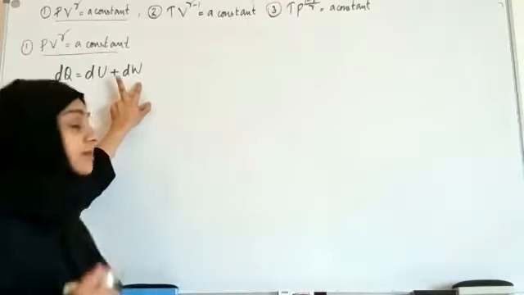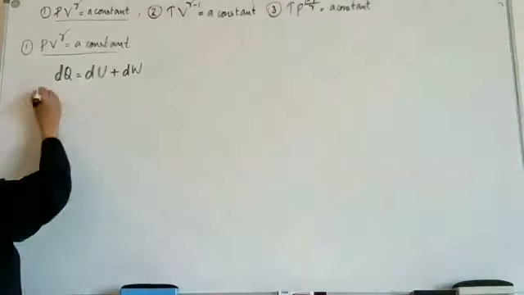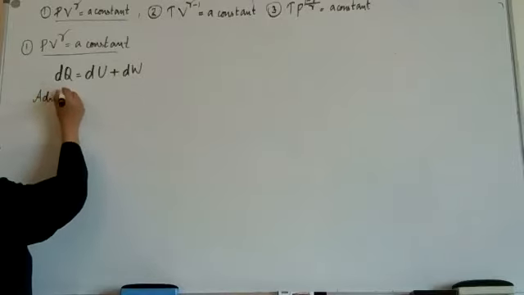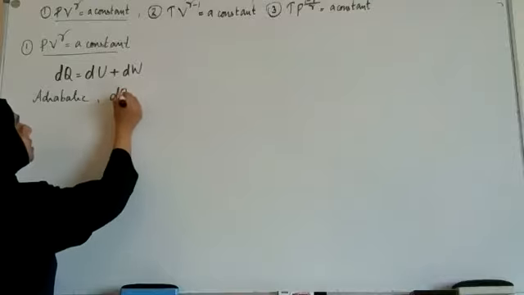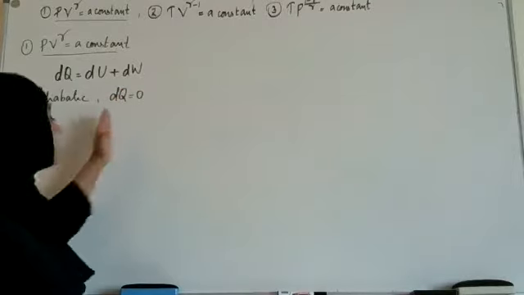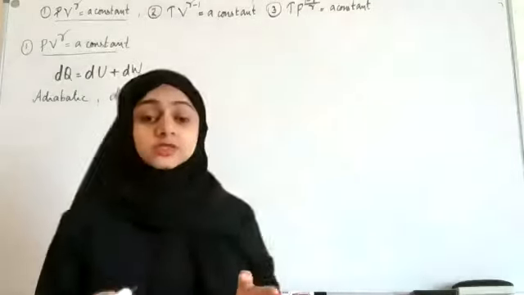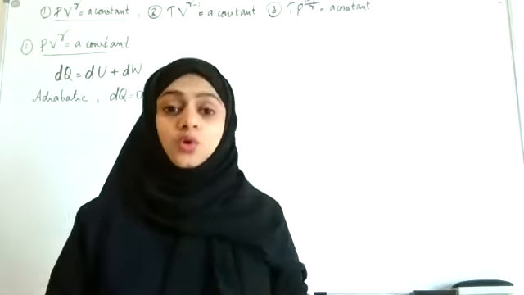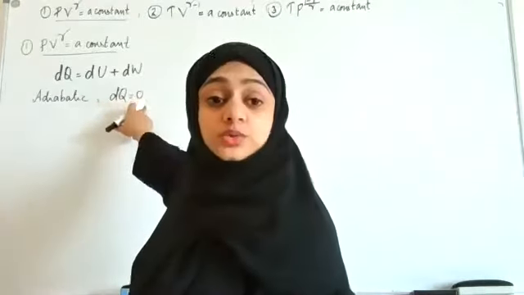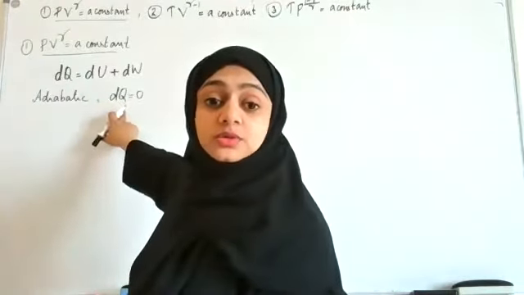And for an adiabatic change, you know that dq is equal to 0, which means there is no exchange of heat between the system and the surrounding. No heat is given to the system. So dq is equal to 0. The amount of heat given to the system will be equal to 0.